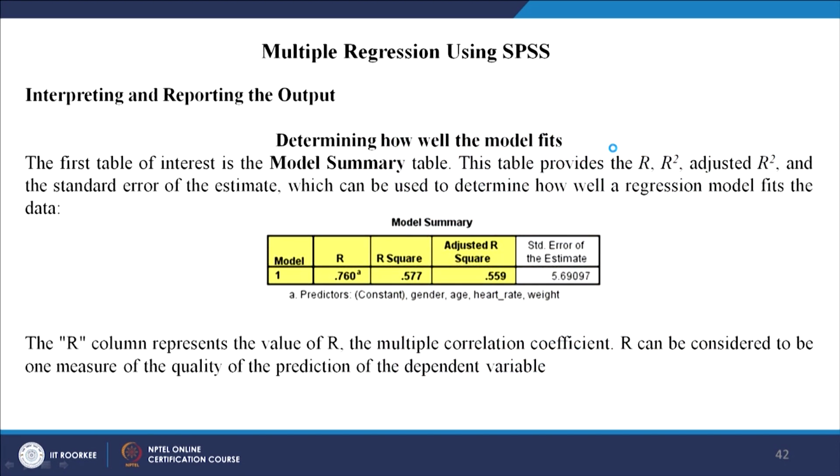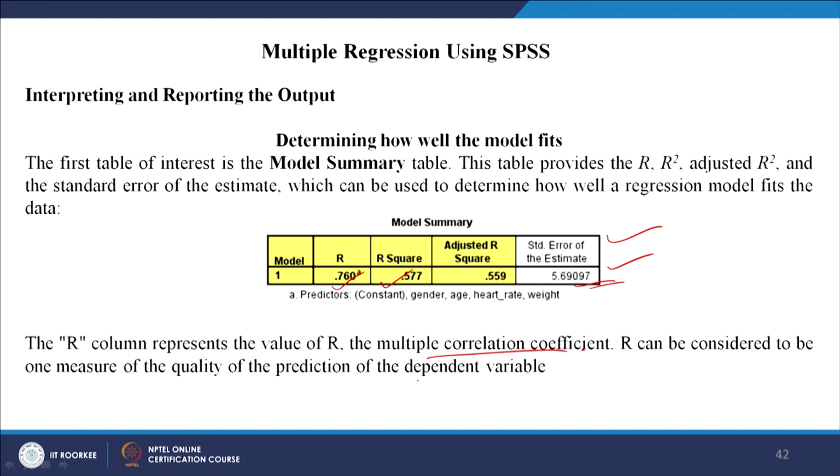Now, this is what I had done on my own. The first table of interest was from the data which I had. When I calculated, I found R was coming 0.76 and the R square was the square of it, so 0.77, and the standard error of estimate is 0.69. The R column represents the value of R, the multiple correlation coefficient. R can be considered to be one measure of the quality of the prediction of the dependent variable.